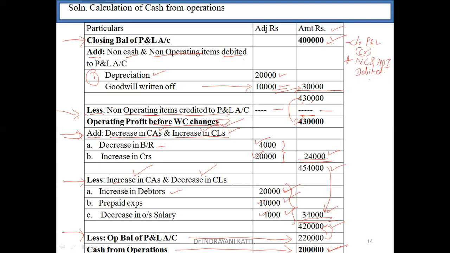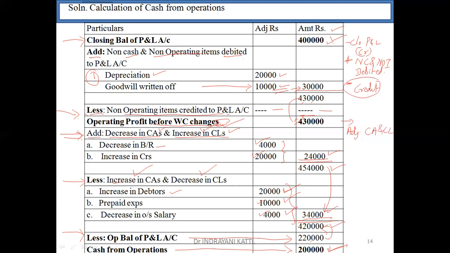And the reverse statement of this, less what we have to deduct, less non-cash items, non-operating items credited to P&L account are all deducted, right? So there is nothing in the problem. That's why dash is taken. Then we derive the operating profit before working capital changes. So in this, we have to do the adjustment for current assets and current liabilities.